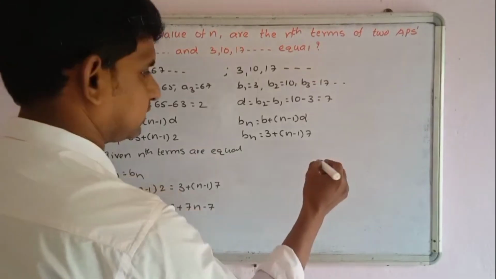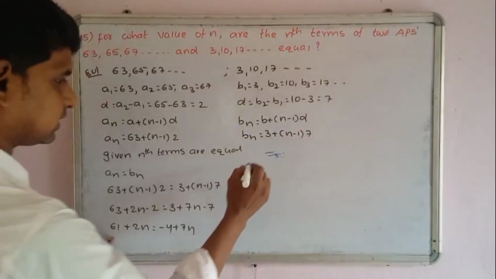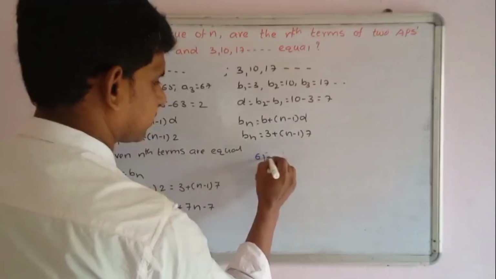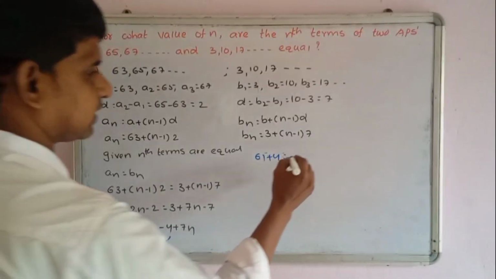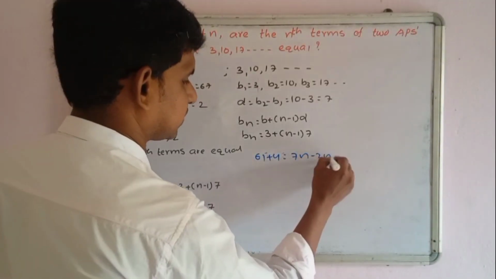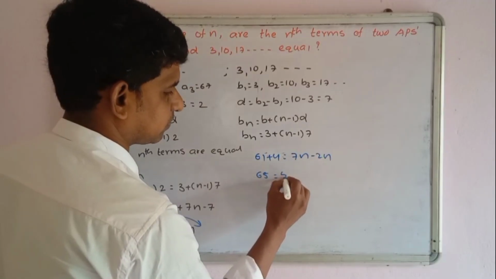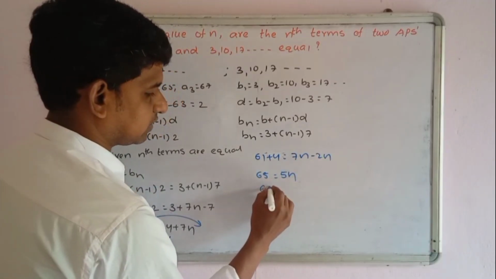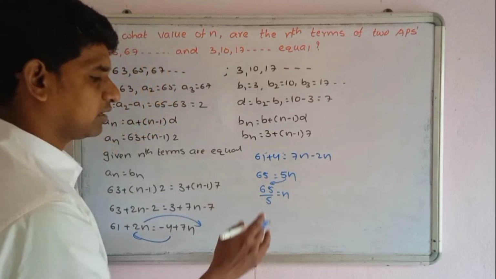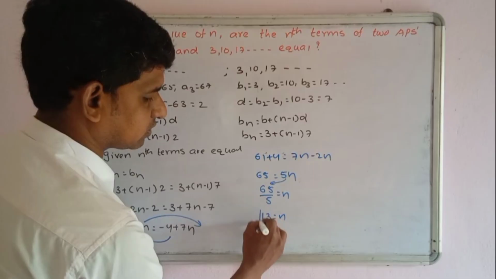So 7n here, 7n is there. First, 61 minus 4, transpose to the left side, plus 4 equals 7n. These 2n transpose to the right side, minus 2n. 61 plus 4 is 65 equals 5n. So 65, 5 transpose to the left side, divided by 5 equals n. 65 by 5 is, 5 1s are 5, 5 3s are 15. So n equals 13.